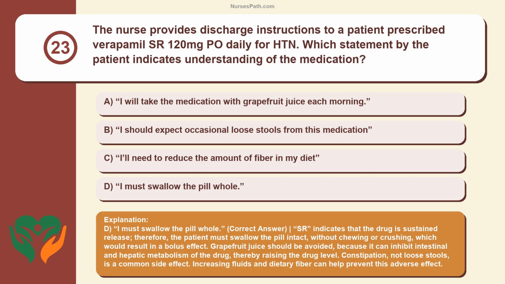D. I must swallow the pill whole. Correct answer. SR indicates that the drug is sustained release. Therefore, the patient must swallow the pill intact, without chewing or crushing, which would result in a bolus effect. Grapefruit juice should be avoided because it can inhibit intestinal and hepatic metabolism of the drug, thereby raising the drug level. Constipation, not loose stools, is a common side effect. Increasing fluids and dietary fiber can help prevent this adverse effect.